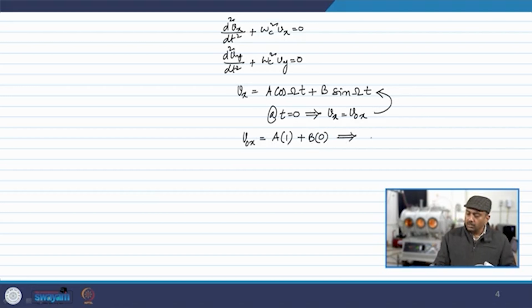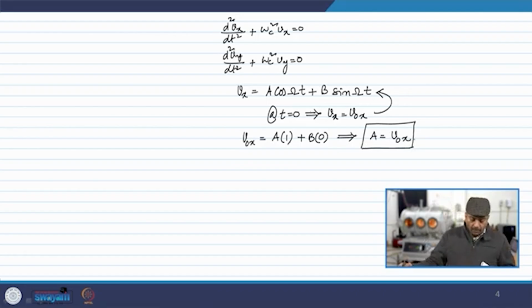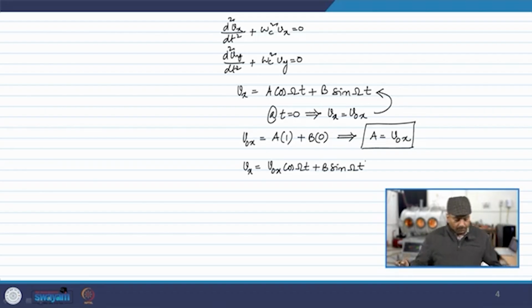That implies a is V0x. So, most importantly, we are not saying b is 0, but the value of a would be equal to V0x, the initial velocity along the x direction, right. So, we can now write Vx is V0x cos omega t plus b sin omega t.